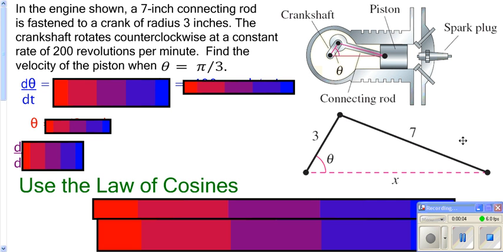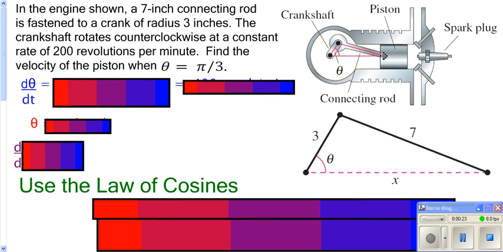We have the inside of an engine shown here. The connecting rod is 7 inches. The radius from the center of the crank is 3. Those two distances never change.